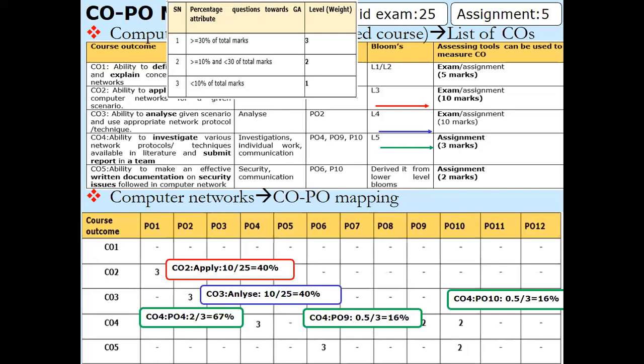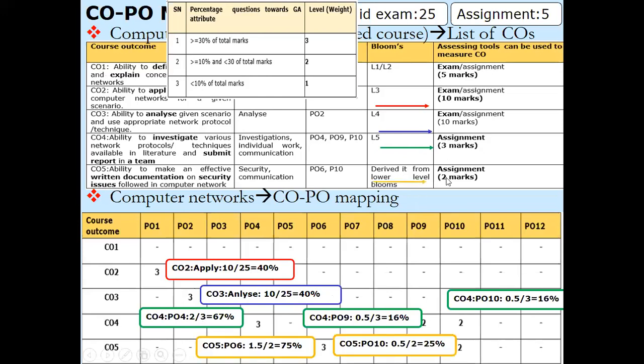No, one second, madam. CO1, CO2, CO3: to measure these three COs, you have used the exam. But with respect to CO4, you are using assignment 1. For CO5, you are using assignment 2. That is the reason only CO1, CO2, CO3 are divided by 25. You take CO3, CO2, divided by 25 only. Whereas CO4 is divided by 3. If you take CO5, it is divided by 2, because the maximum marks are only 2.